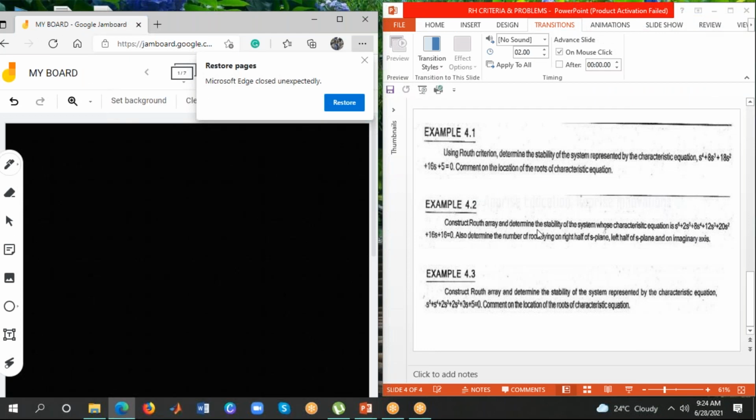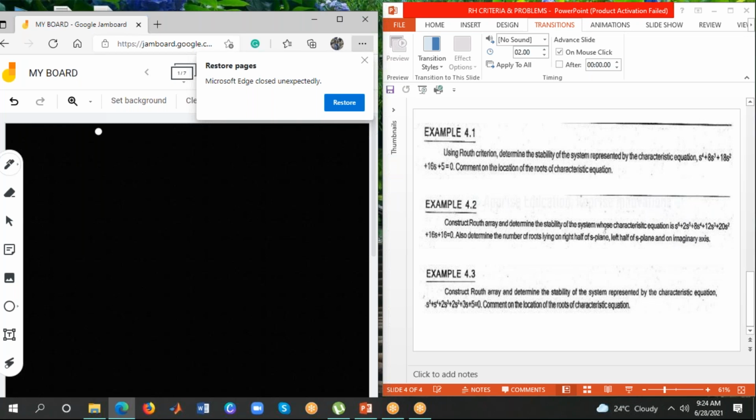Construct a Routh array and determine the stability of the system given by the characteristic equation s power 6 plus 2s power 5 plus 8s power 4 plus 12s cubed plus 20s square plus 16s plus 16 equals 0. Also determine the number of roots lying on the right half of the S plane, left half of the S plane, and on the imaginary axis.